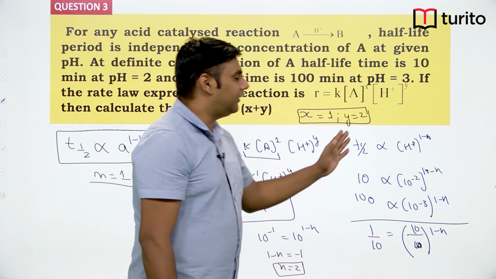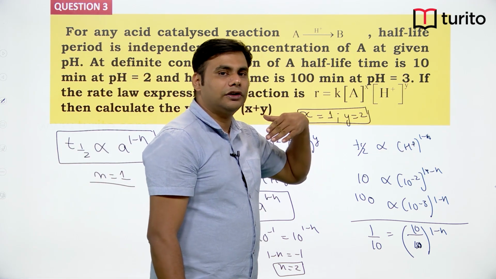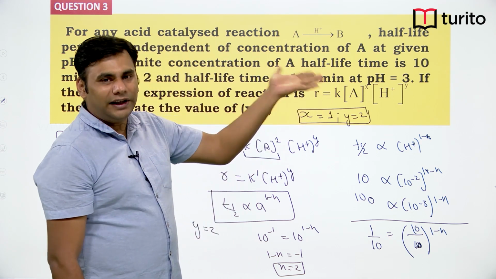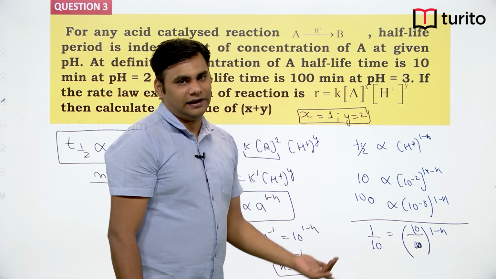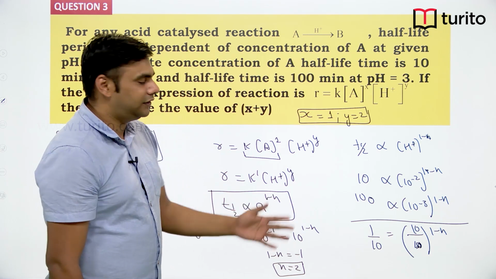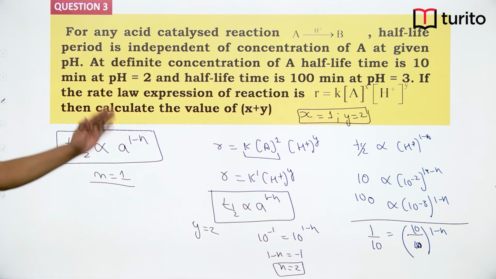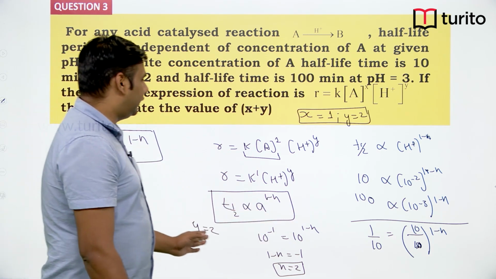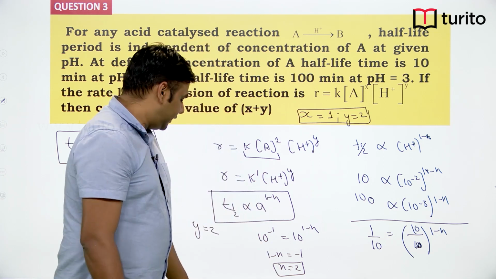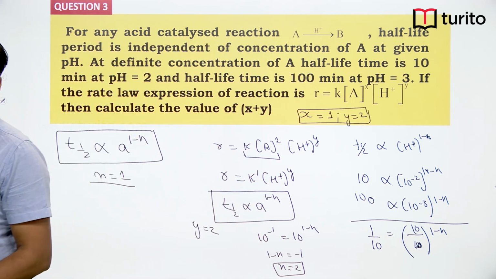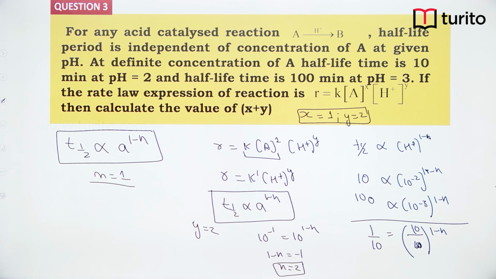So we will say that half-life time period is proportional to concentration of H plus raised to power 1 minus y, or you can write it as 1 minus n, where n and y are the same thing, that is the order with respect to H plus. So on taking the ratio we will be able to find out the value of y. So we will say that the value of x plus y is 3. Okay. So I hope this is clear to everyone.